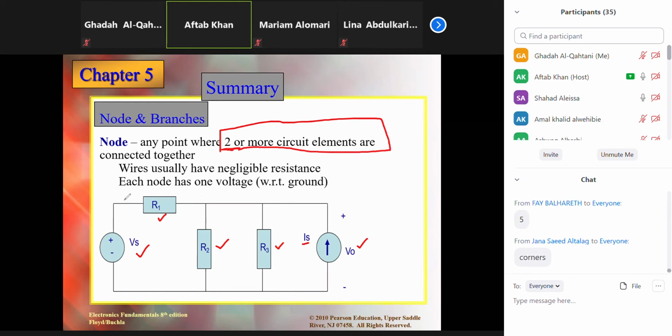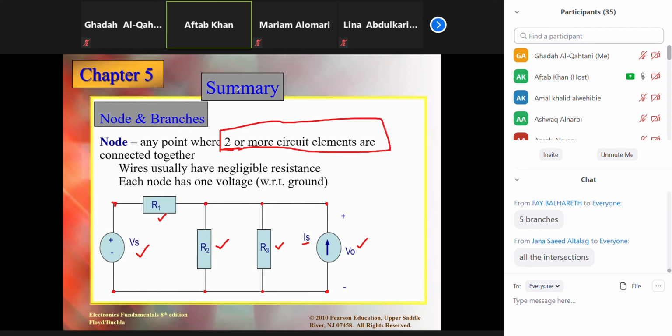It's between R1 and R2. This one? Yes. Okay. And then the next one is this one. Okay. And then at the bottom also of R3. Okay. And at the bottom of R2. Or intersection. Jana said, yani, intersection. Okay. This is a node. Yani 1, 2, 3, 4, 5, 6, 7, 8.